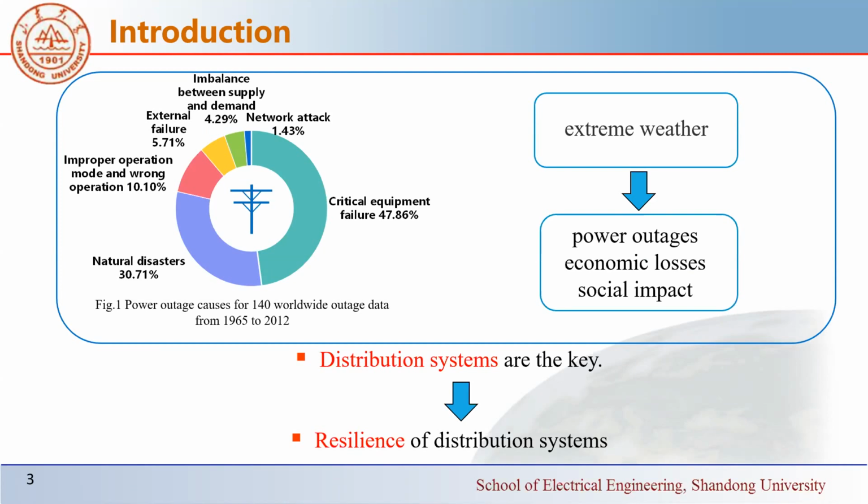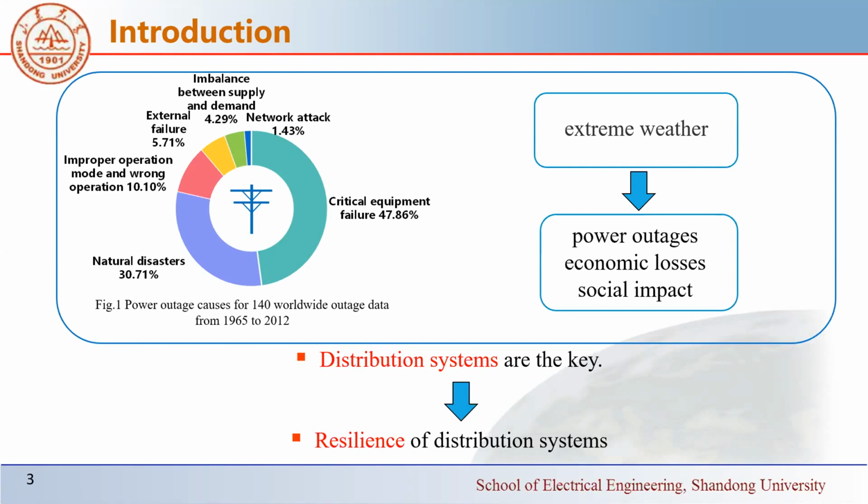Figure 1 shows power outage causes for 140 worldwide outages from 1965 to 2012. It can be seen that natural disasters already account for about 30% of power outages. Considering global climate change in recent years, increasingly frequent extreme weather disasters occur worldwide. They will result in large-scale power outages and bring serious economic losses and social impact.